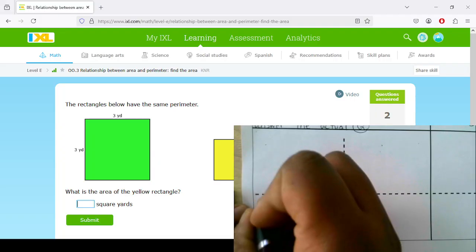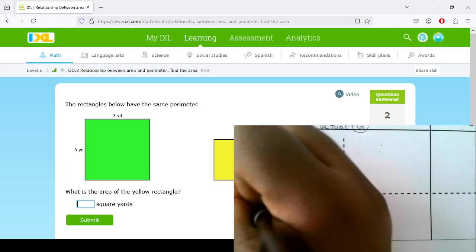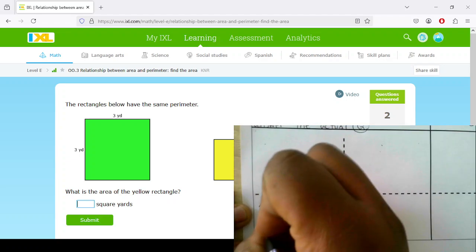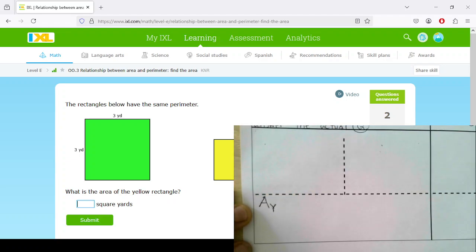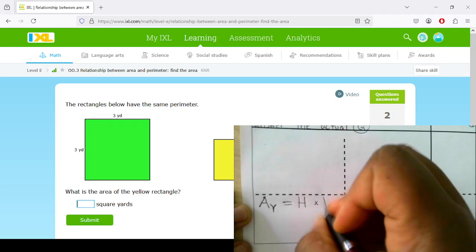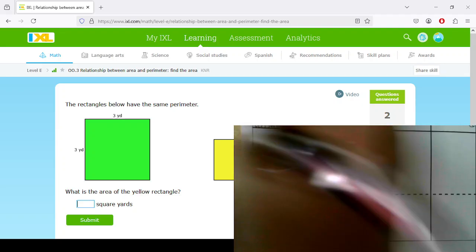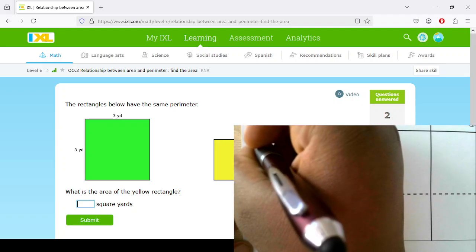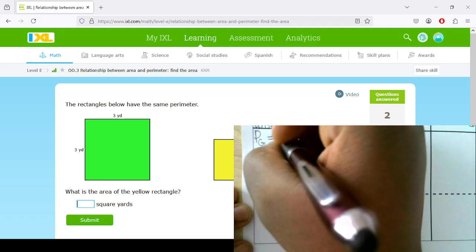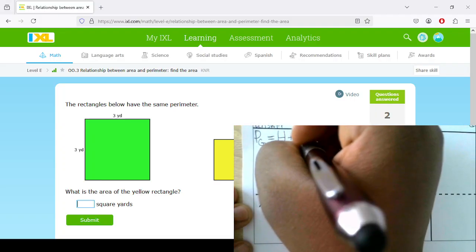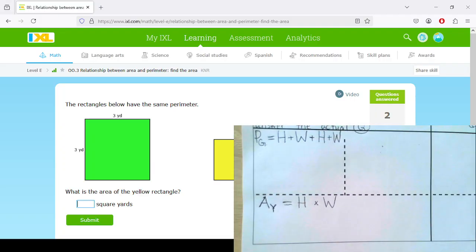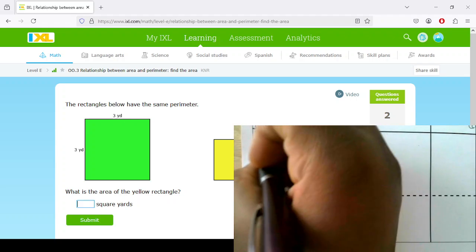But I'm actually looking for the area of the yellow rectangle. So if I'm looking for the area of the yellow rectangle, it's equal to the height dimension multiplied by the width dimension. But I'm going to start with the perimeter of the green rectangle. Perimeter of a rectangle is calculated by adding up the height and width of every side. Make sure that I write it correctly.